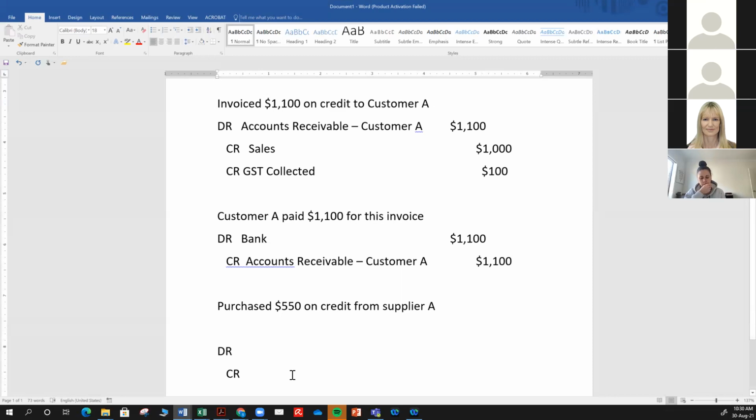Purchase $500. Debit inventory? Yup. And then is it credit accounts payable? Debit inventory, how much? 500. Excellent, Chris, you're getting there. And then where else? Debit again? GST paid. Excellent, $50.